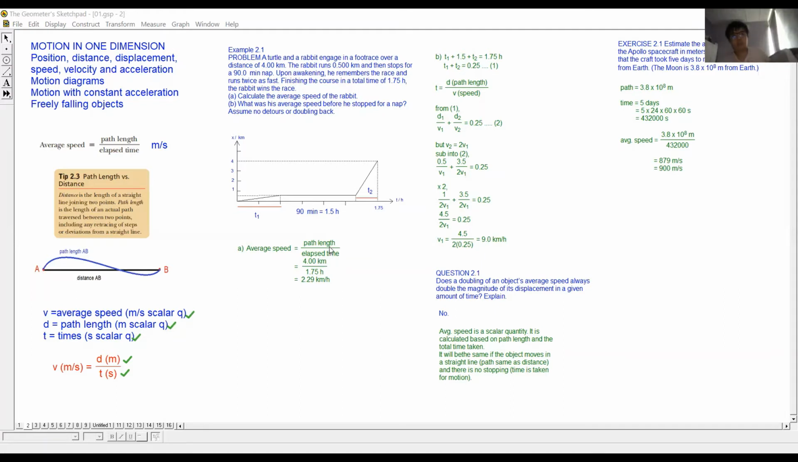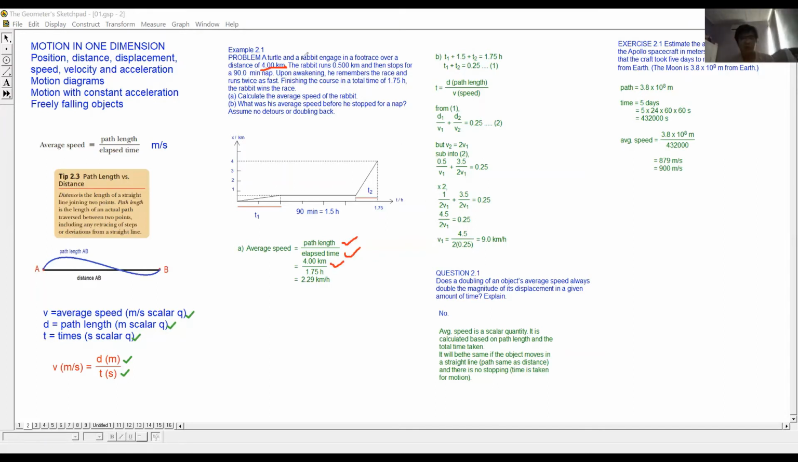Looking at this formula, you refer back to the question and see whether you can draw the information from the question or not. How much is the path length from the question? How much is the time elapsed? Okay, so I look back. They have to travel a distance of 4 kilometers, from the start until the end. So the path length is 4.